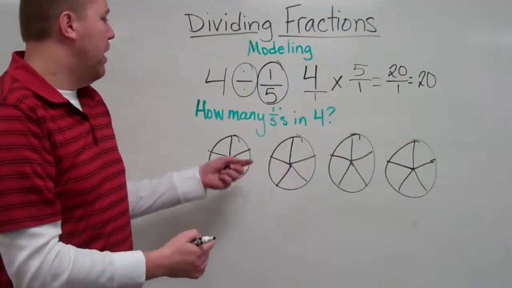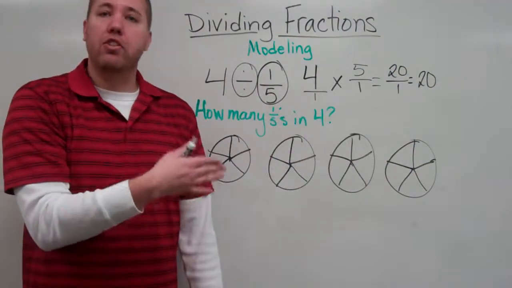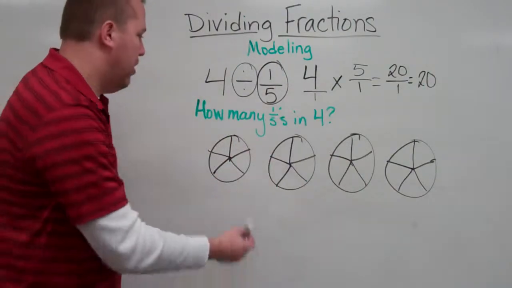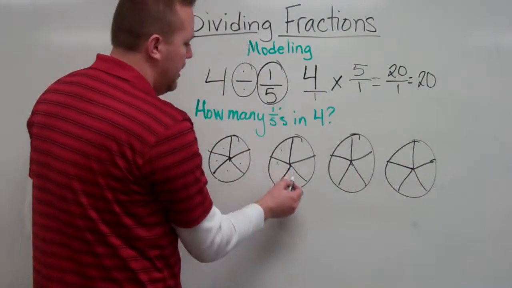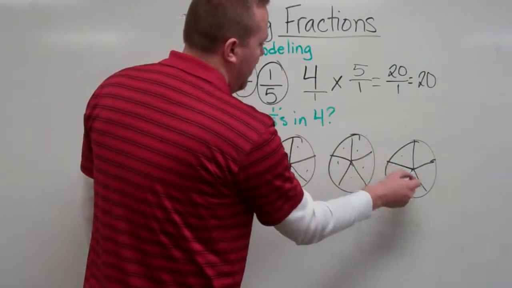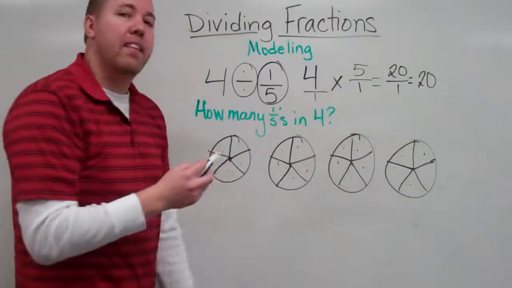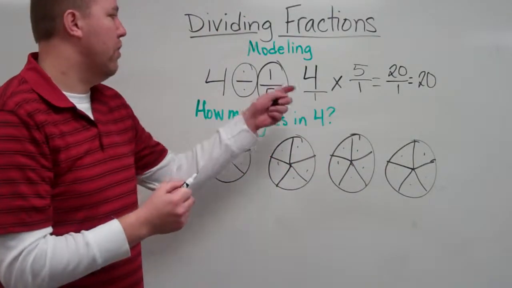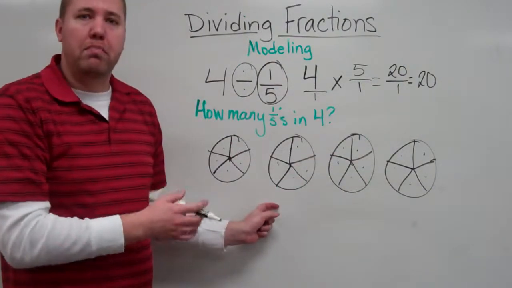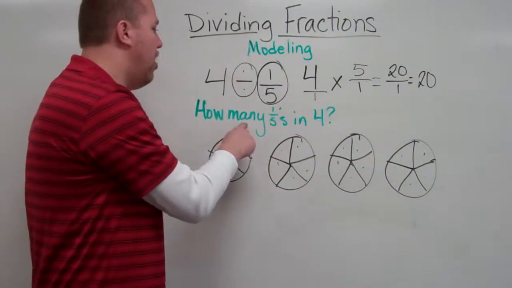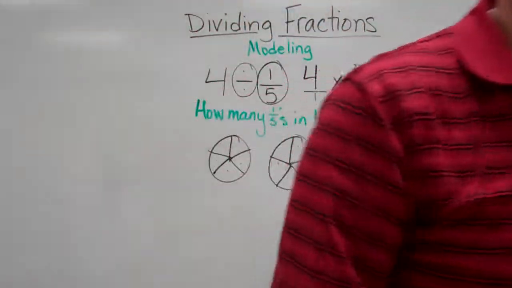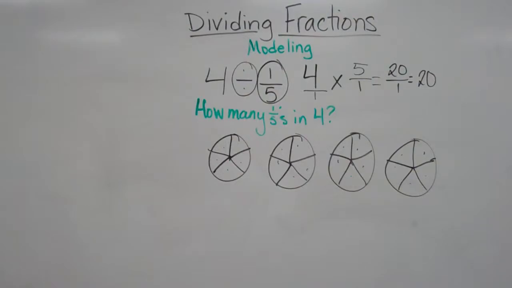So I have divided each whole number into fifths. Now I'm just asking how many fifths are there in 4 wholes. So we just count: 5, 10, 15, 20 fifths in 4 wholes. We got that by doing the algorithm, and we are also able to model that by asking the question, how many fifths are in 4? Hope that helps. Modeling fractions. Modeling dividing fractions.